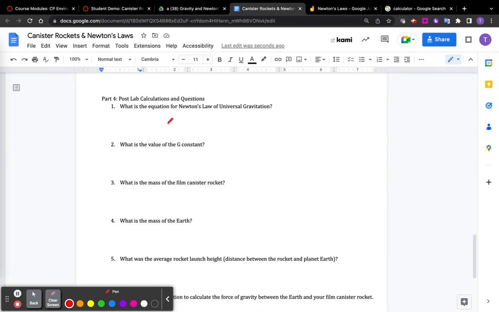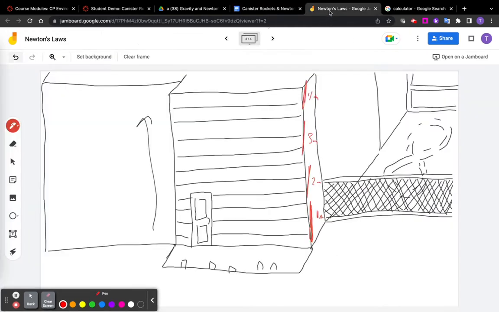All right, then it goes to a series of questions. What is the equation for Newton's law of universal gravity? To do that one, you should look up on the previous page. The value of G, you should also look up, if not in your notes. I have G right here.